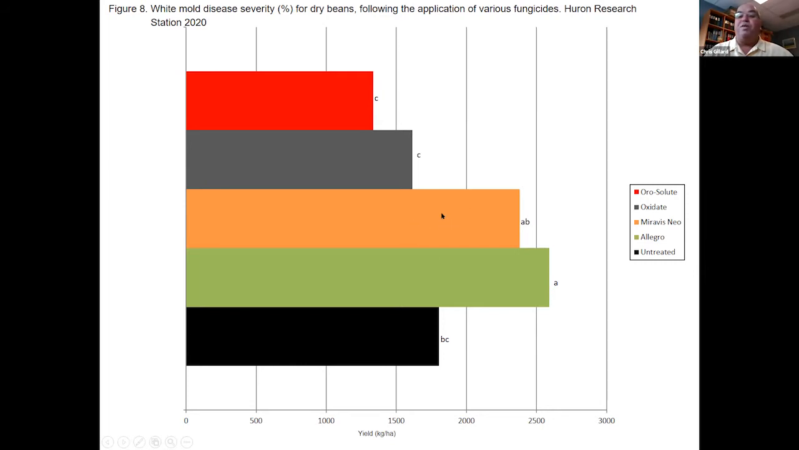This response for Mirabis Neo, I'm going to say, is on the high side. We've done some other work with this product, and I would say it's not a standalone white mold product in dry beans, not at this point.